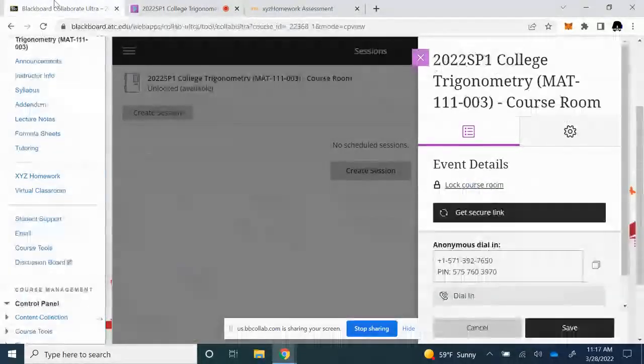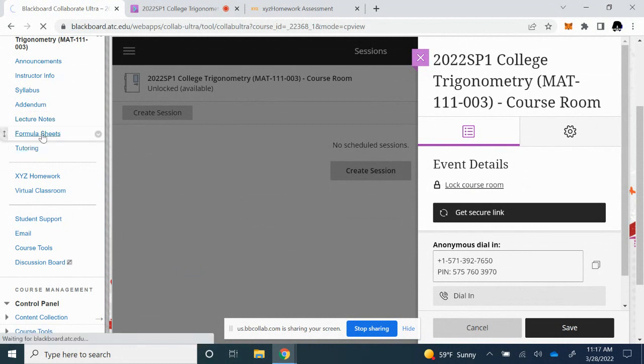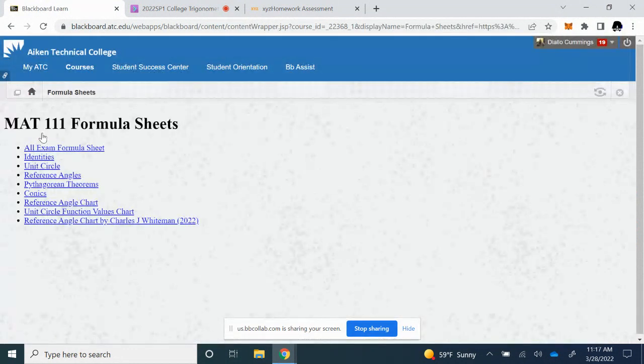Okay, what we're going to do today is continue solving oblique triangles. Today's lesson may be split up into a couple of parts. I don't know if we're going to have time to get through everything, but I'm going to bring up the all exam formula sheet.